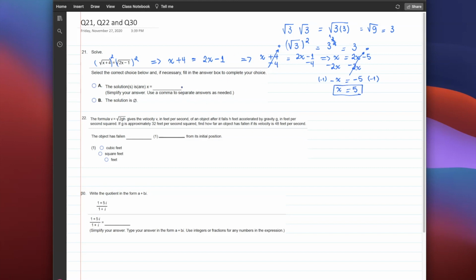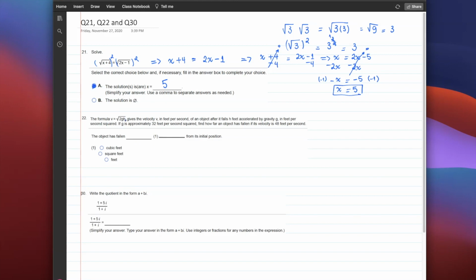And I can verify this very quickly. What is 5 plus 4? 9. The square root of 9 is 3, so the left side is 3. Let's see if the right side gives me 3 as well. 2 times 5 is 10, 10 minus 1 is 9, the square root of 9 is 3. So I found a value for x that makes those two radicals equal. There is a solution, and the solution is 5.